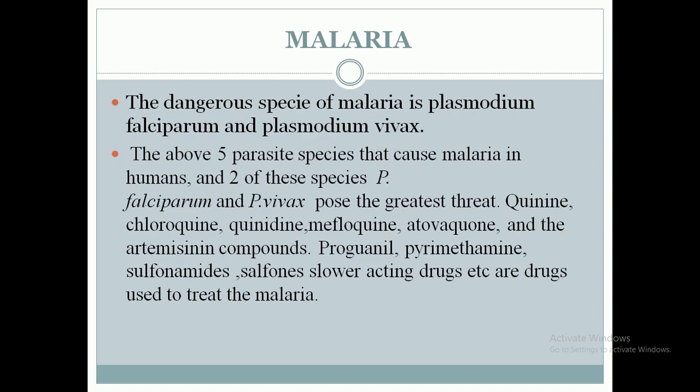As we know, the dangerous species of malaria are Plasmodium falciparum and Plasmodium vivax. There are about five parasite species that cause malaria in humans, and two of these, Plasmodium falciparum and Plasmodium vivax, pose the greatest threats. The drugs used to treat malaria include chloroquine, quinidine, mefloquine, the artemisinin compounds, proguanil, pyrimethamine, sulfadoxine, sulfonamides, sulfones, slow-acting drugs, etc. All these agents are used to treat malaria, depending upon which parasite is responsible for that particular disease.